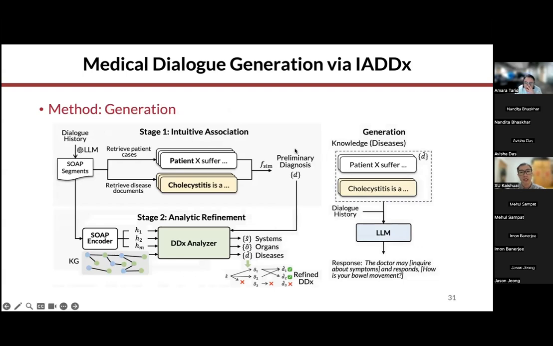Finally, we adopt the patient cases and disease documents from the diagnosed disease and incorporate them with the dialogue history to predict the response plus the dialogue actions. Here we use an LLM. Since the LLM has the capability to follow instructions, we directly fine-tune an LLM to generate the dialogue act and the response.